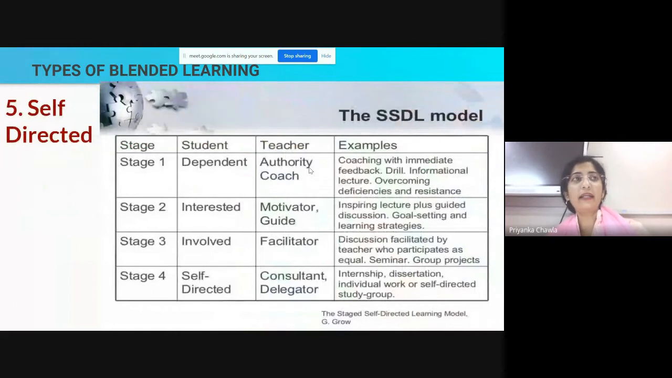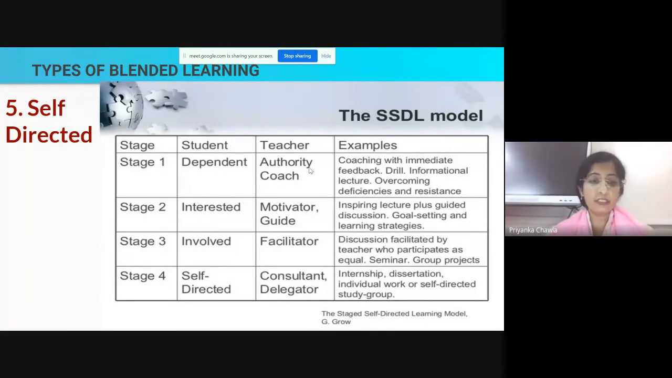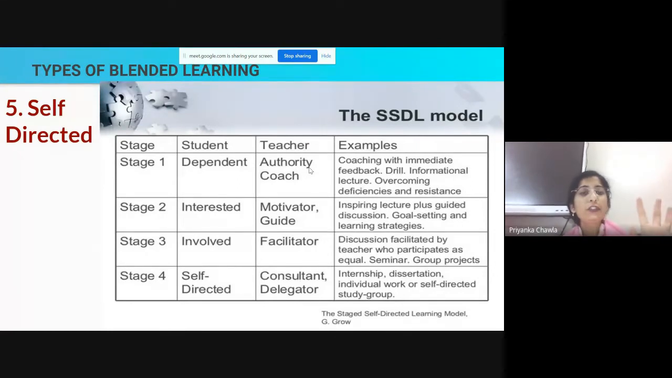Next is self-directed. Self-directed means it follows four phases. For students to become self-directed, they have to face four stages. The first stage is dependent.